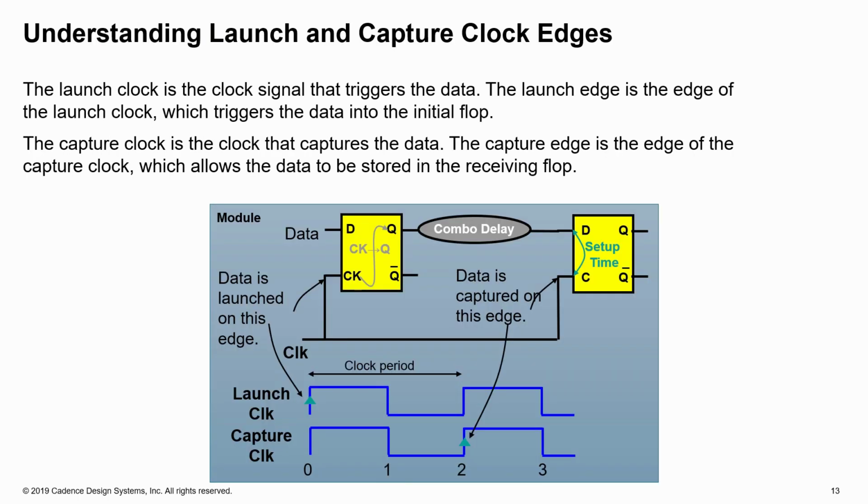Your signal data is actually captured and stored in these flops, and when you need to move from one flop to another, the signal is considered launched from one flop and captured on another flop. So the launching clock is the clock signal that triggers the data to go through the combinational delay, and then it is captured at the capture flop.